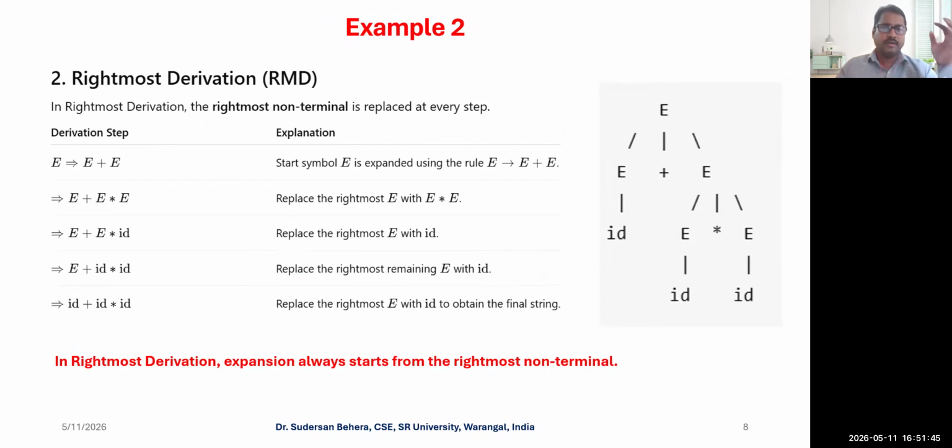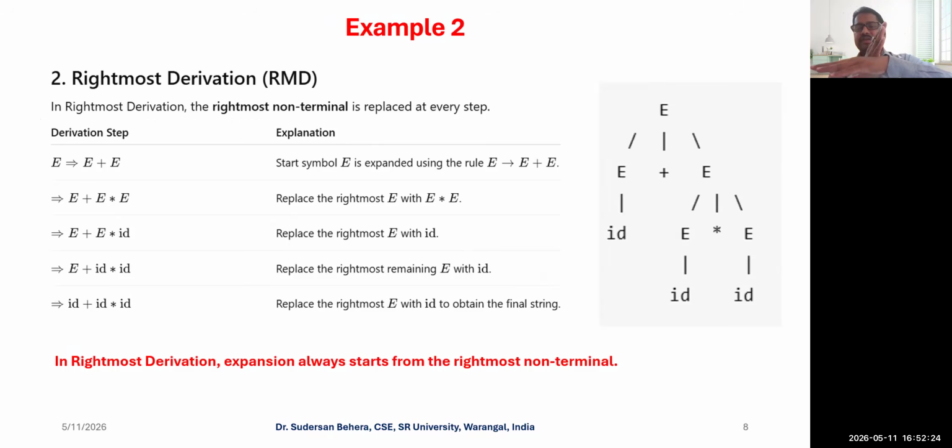Now see, rightmost derivation. If every time in the derivation process the rightmost non-terminal gets replaced, that is called rightmost derivation. So here you take the same production, E derives E plus E. Now how many E's are there on the right hand side? Two E's: one is E plus, and another E. Among them, the E which comes after the plus symbol is known as the rightmost E, because we traverse from left to right.